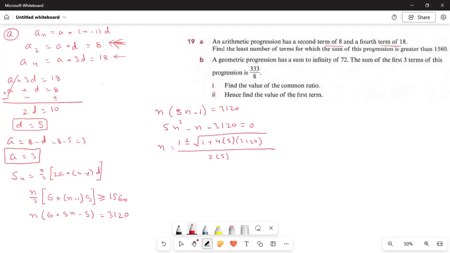When I solve this using my calculator, I got two answers. One is positive, which is 24.88, I believe, and the second was negative. The negative answer is not acceptable because n has to be positive. And remember we always have a greater than sign here, so n should be 25, because the next integer after 24.88 is 25. So when I have 25 terms, it will add up to something more than 1560.